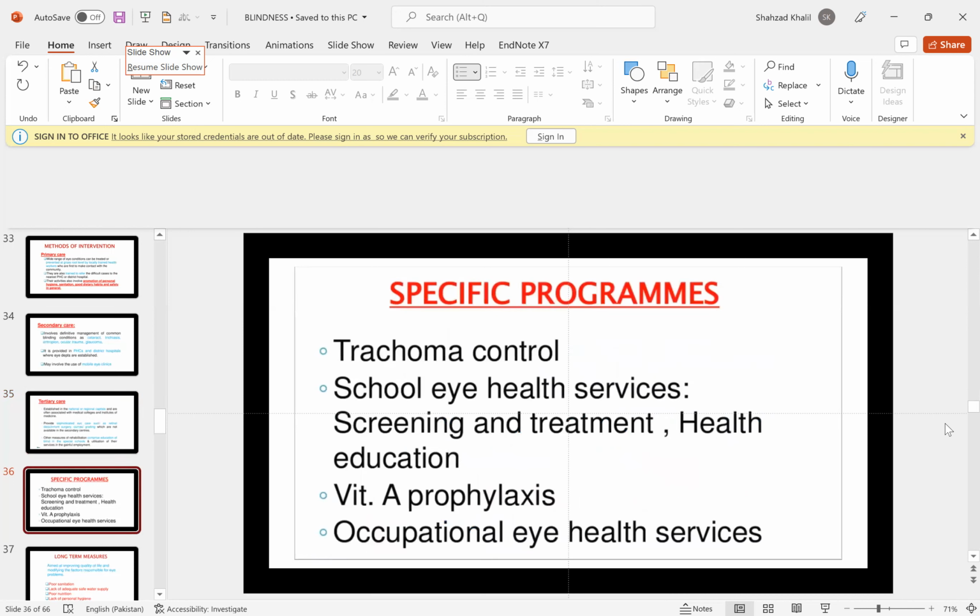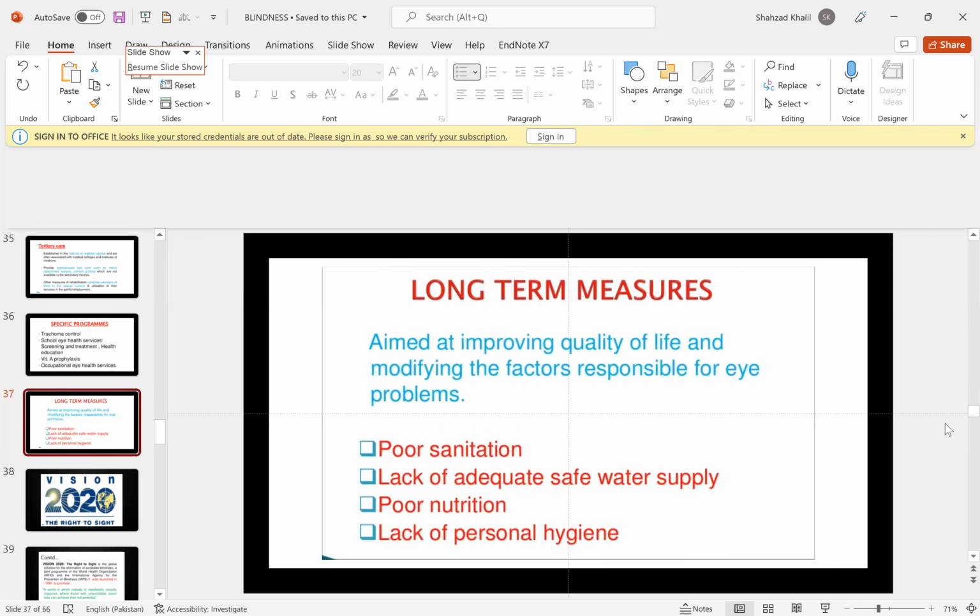Specific programs related to blindness are the trachoma control program, school eye health services, screening and treatment, health education, vitamin A prophylaxis, and occupational eye health services. Long-term measures are aimed at improving quality of life and modifying the factors responsible for eye problems. It includes poor sanitation, lack of adequate safe water supply, poor nutrition, and lack of personal hygiene. We have to address all these problems.